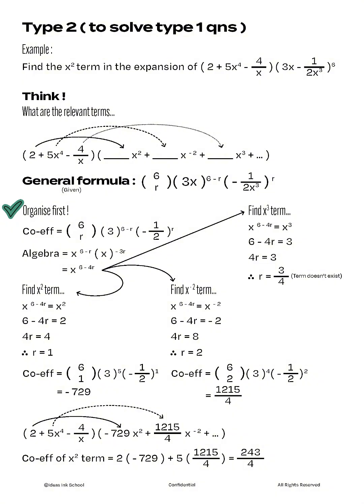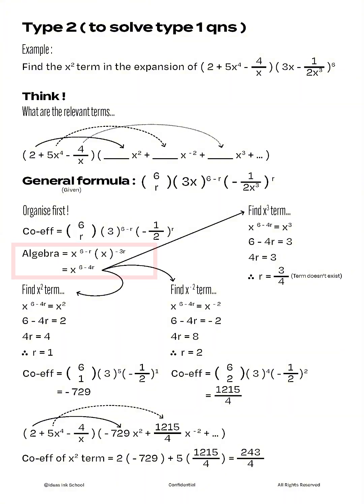Next, we are going to organize the general formula. We are going to separate the coefficient from the algebra aspect of the general formula. The coefficient parts are 6Cr, and then in the middle bracket we have 3 to the power of 6 minus r, and in the last bracket of the general formula, we have a negative half, and we're going to put it to the power r. So all of these are the coefficient parts of the general formula. Next is the algebra components.